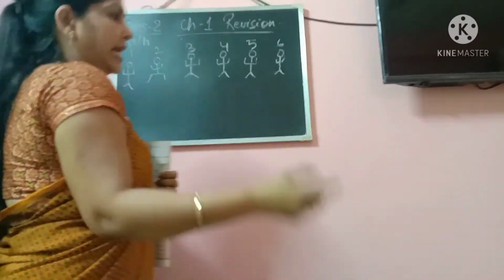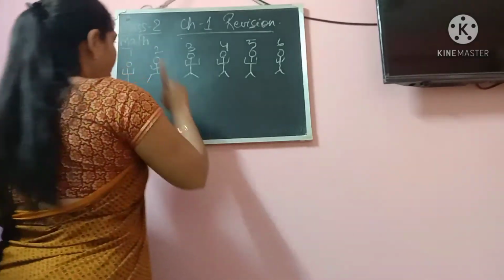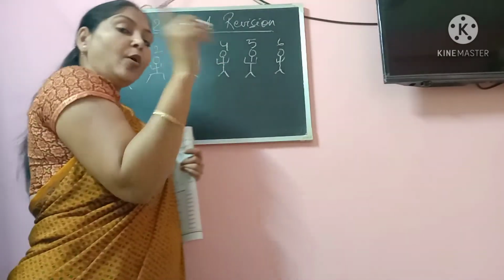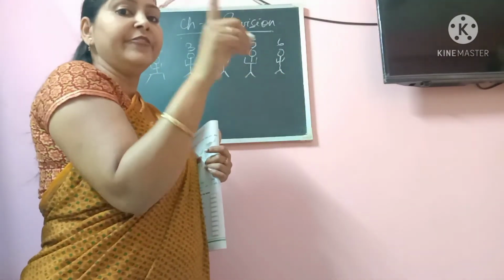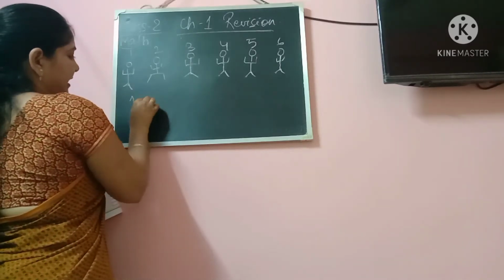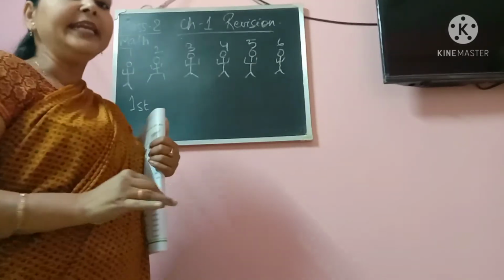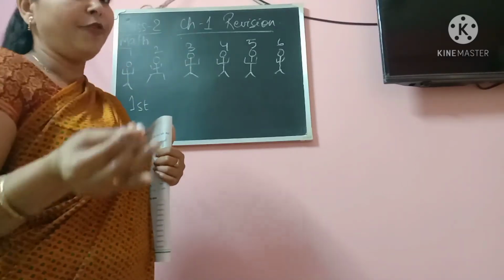When somebody is standing in front, then the order of this person will be 1, or in ordinal number we will say first. The position of this person is first. How do we write this first? 1ST. In numbers we write it in this way, but there is a word form also.